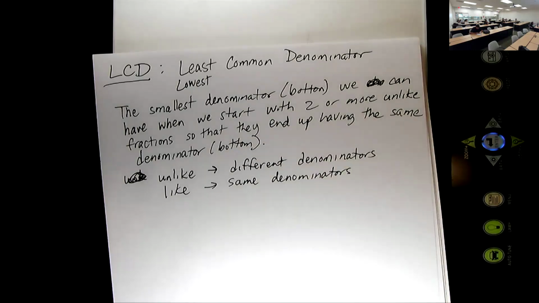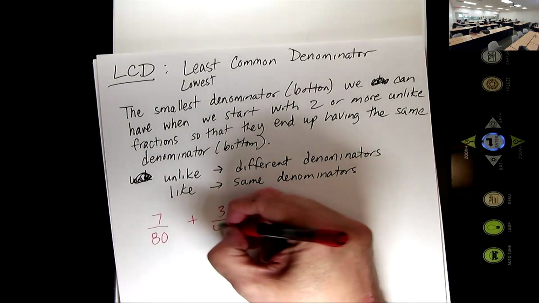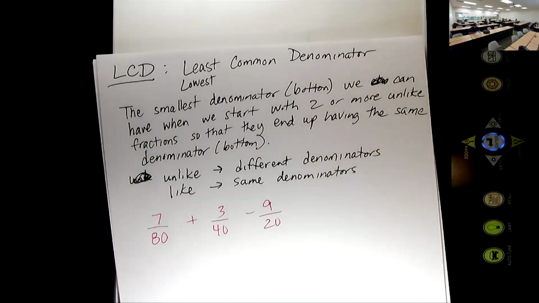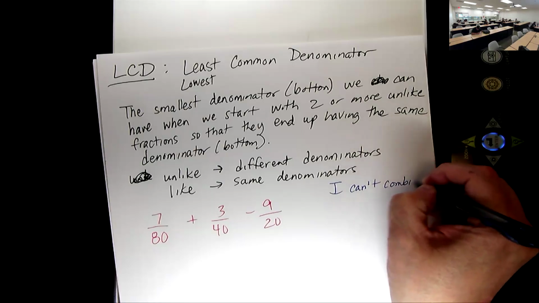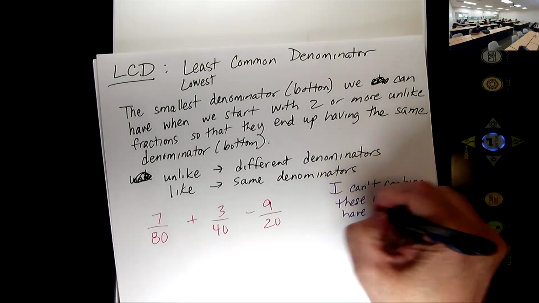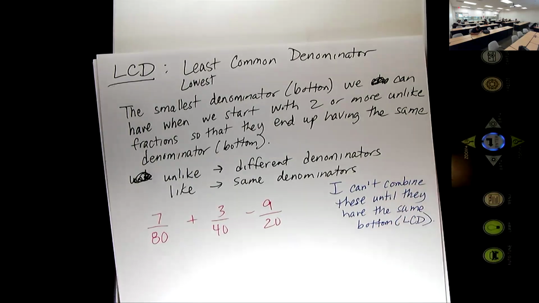So if I had something like 7/80 plus 3/40 minus 9/20, I can't combine these until they have the same bottom, and preferably the least common denominator. You can always get a common denominator by just multiplying them all together. But that is generally not the lowest, and then you get problems where you gotta simplify and a whole lot of other stuff. Can you talk about simplifying fractions yet?